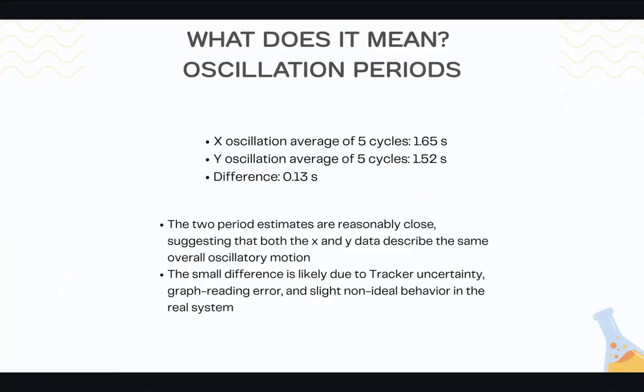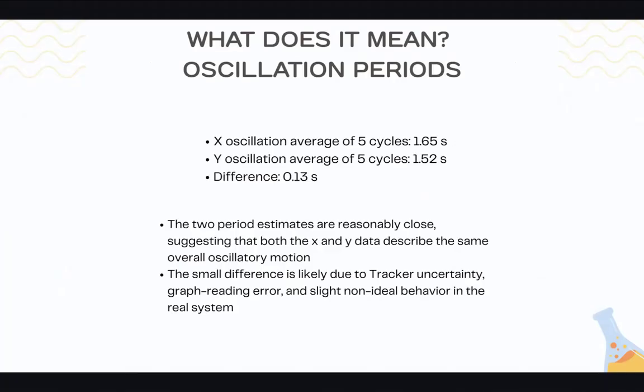And for the second, what does it mean question, I estimated the oscillation periods separately from the tracker data in the X and Y directions. For the X position data, the average oscillation period over 5 cycles was about 1.65 seconds. And for the Y position data, the average oscillation period over 5 cycles was about 1.52 seconds. The difference between the two estimates was about 0.13 seconds.